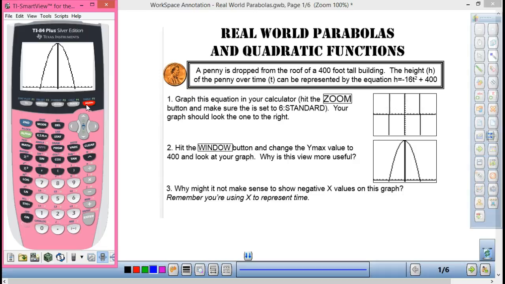Okay, and it asks you, why is this view more useful? You can see the vertex, so you can see all the key parts of your parabola. There you go. So that's your number 2. You can see all the key parts of your parabola.